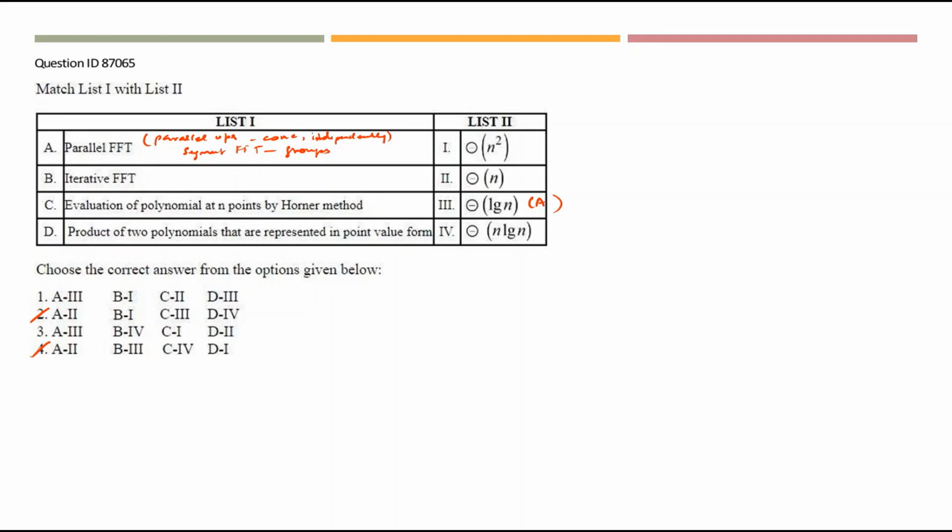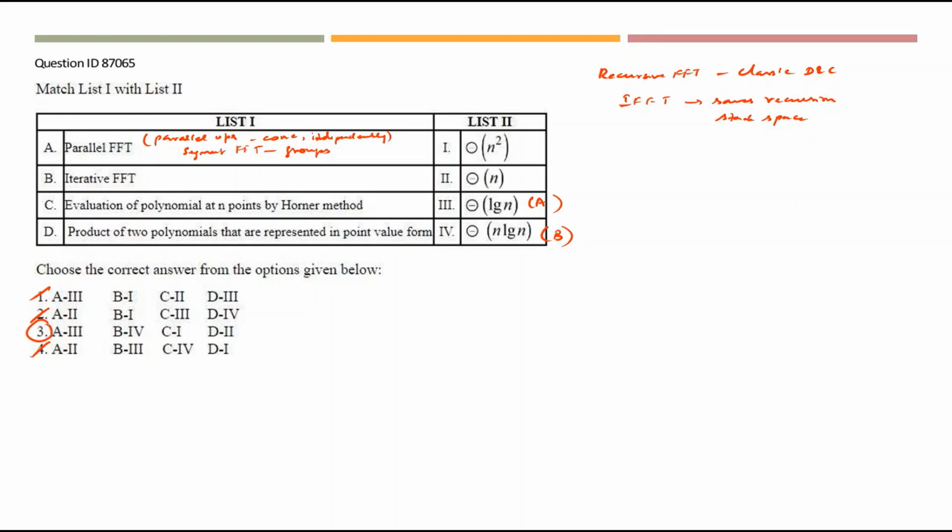Next we have iterative FFT. There is something called recursive FFT where recursion takes place. This uses the classic divide and conquer method. But iterative FFT is a little bit different from recursive because this saves the recursion stack space and this will take n log n time. So B is mapping to 4. Option 1 is also ruled out. Option number 3 will be the right answer.